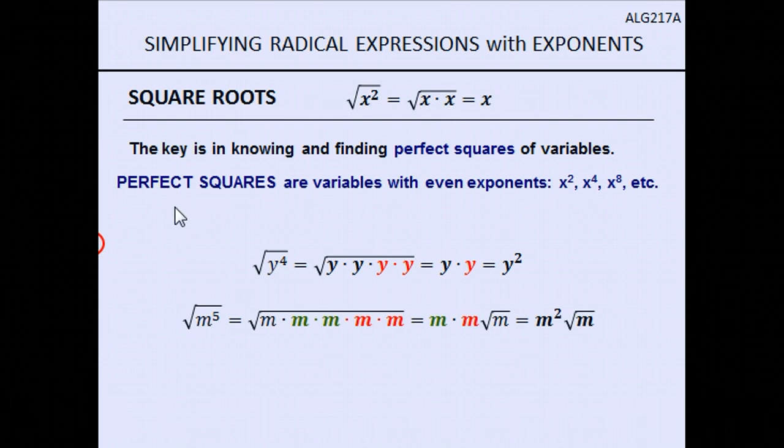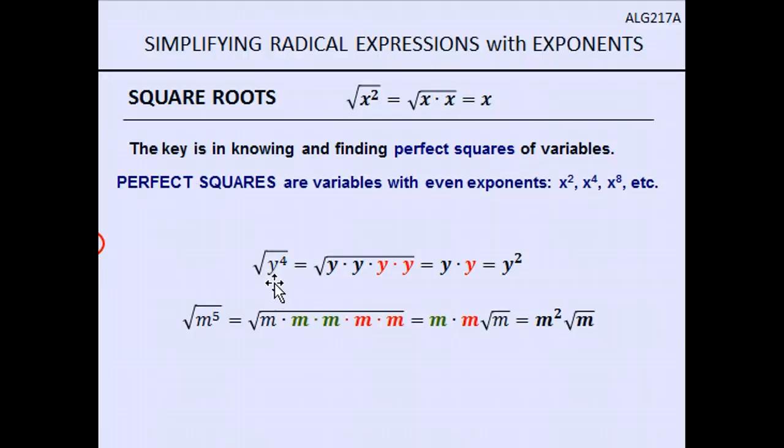Now the key in doing these is in finding and knowing perfect squares of variables, which are different from perfect squares of regular whole numbers. A perfect square with a variable is just a variable with an even exponent. So x squared, x to the fourth, x to the eighth, x to the 12th, x to the 22nd. Those would all be perfect squares with regard to variables.